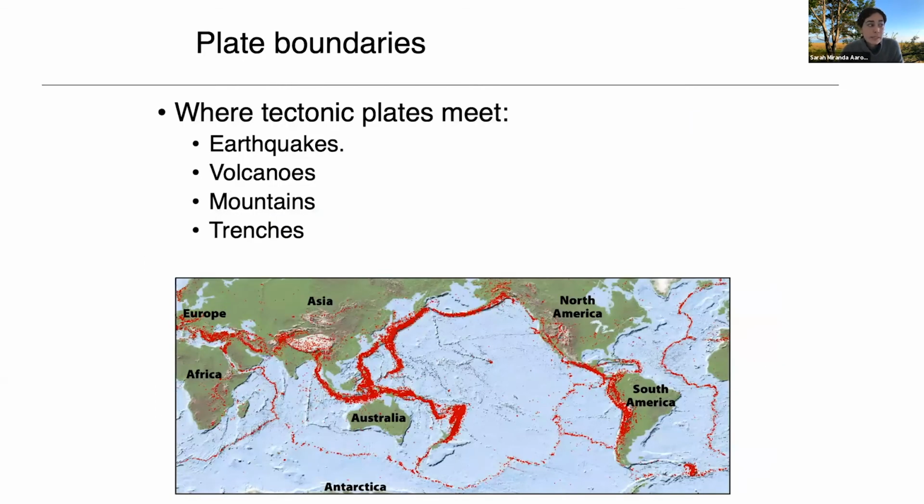It's really easy to see where these plate boundaries exist by looking at physical manifestations of plate subduction on Earth's surface. All of these little red dots are indicating the locations of earthquakes, volcanoes, mountains, and trenches. You can see that all the earthquakes that we see on Earth's surface are really kind of outlining where these plate boundaries are.